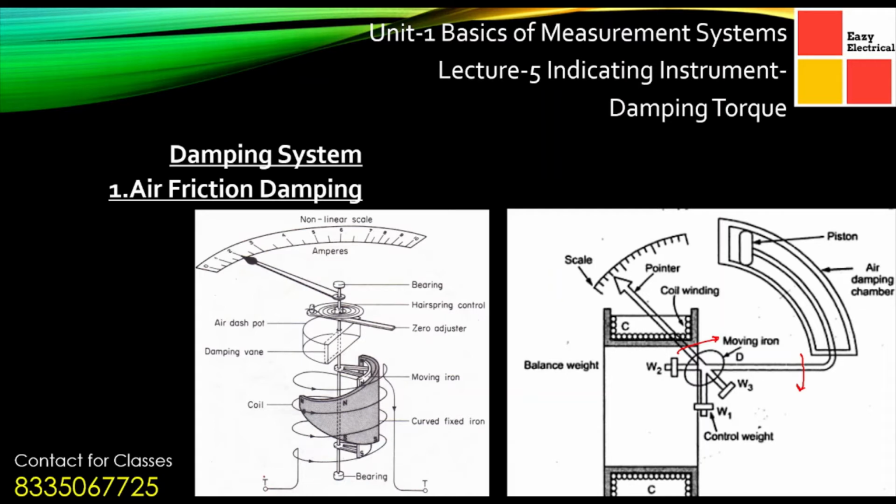These are the terminals I have marked, and here you can see the air dashpot is present. Inside this air dashpot, or the damping vane, this piston actually moves, and by moving, the damping is provided to the pointer itself. Here you can see the hairspring arrangement and the zero adjuster. All the arrangements are shown here. This is the moving iron, and here you can see the actual figure of the moving iron. So this is the typical understanding of air friction damping and how it works.